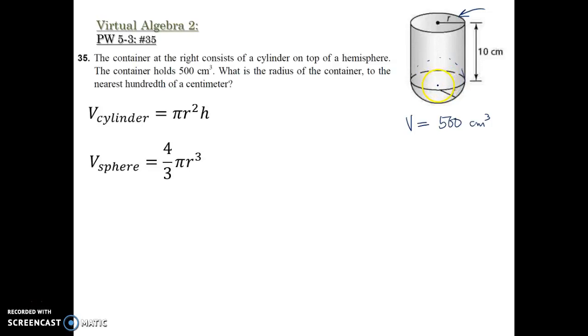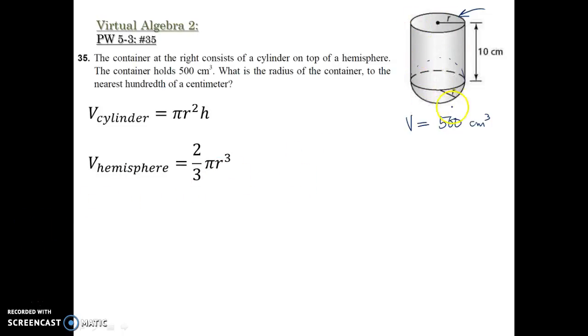So let's see, how would we find half of that? Well, we would multiply this by a half. 4/3 pi r cubed times 1/2 is 4/6, which reduces to 2/3 pi r cubed. So the volume of a hemisphere is 2/3 pi r cubed.